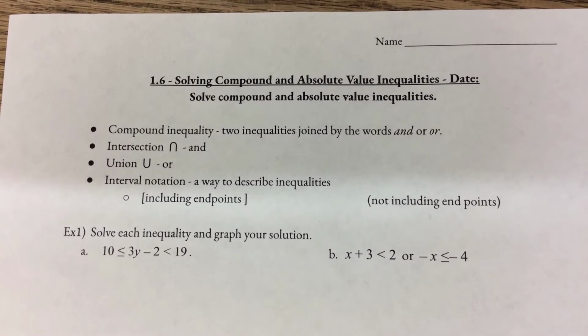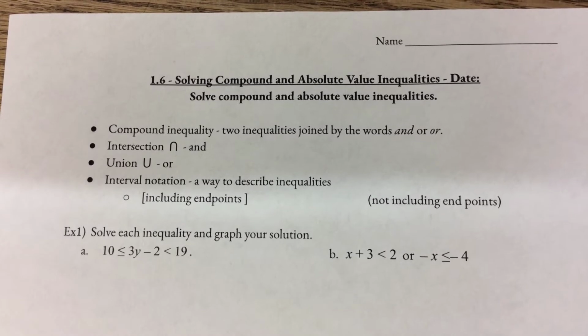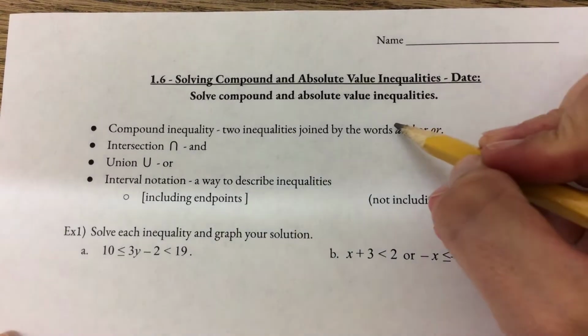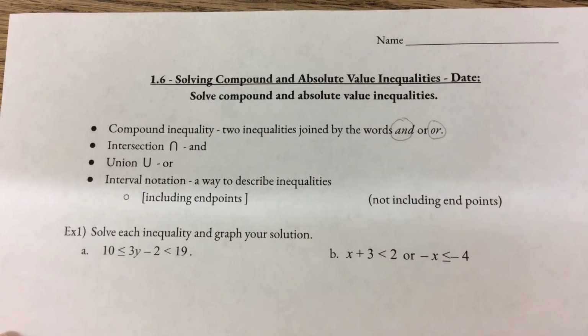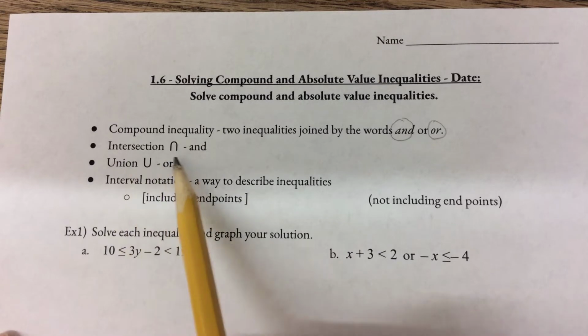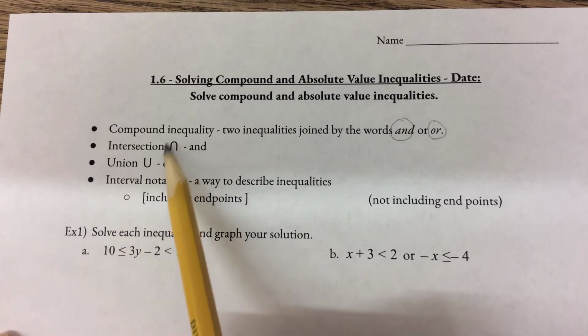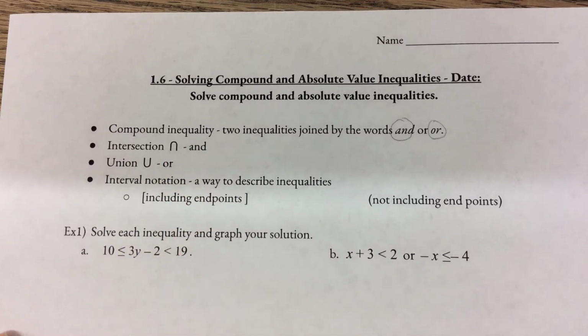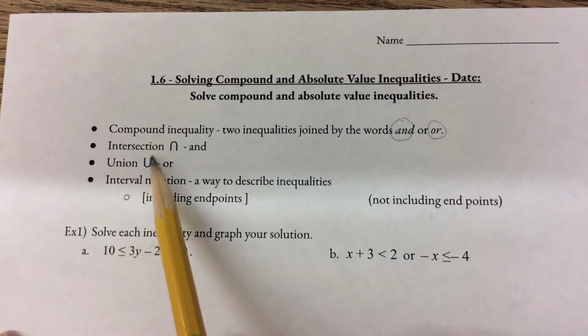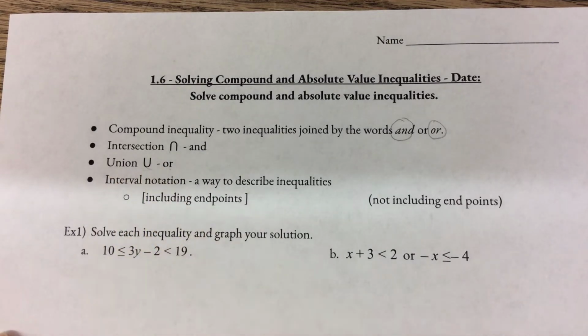Okay, compound and absolute value inequalities. A compound inequality is two inequalities that are joined by the words "and" or "or." An "and" statement can also be considered the intersection of the two, which uses this symbol here, which looks like an upside down U. The "or" statement can also be called the union, which uses this capital U.